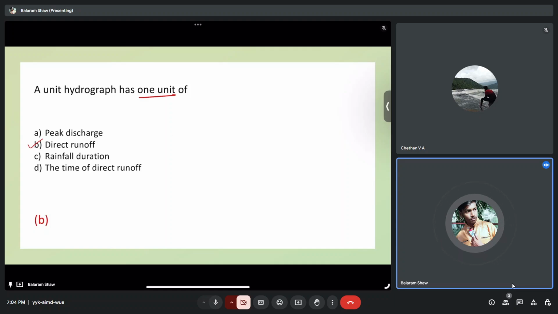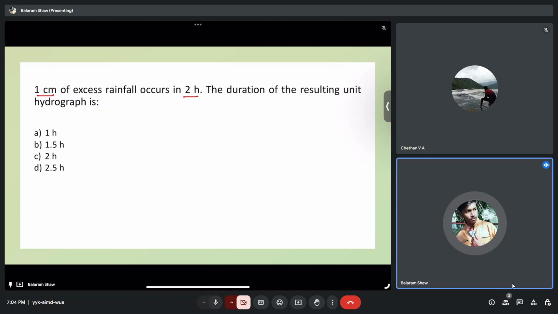So what is mentioned is that 1 centimeter of excess rainfall occurs in 2 hours. So the duration of the resulting unit hydrograph is how much? You can see here we have unit depth only, right? Unit depth happening at whatever rainfall duration, we call that an that-hour unit hydrograph. So here this will be called a 2-hour unit hydrograph. So the duration of the resulting unit hydrograph will be 2 hours only. So the correct answer will be C.